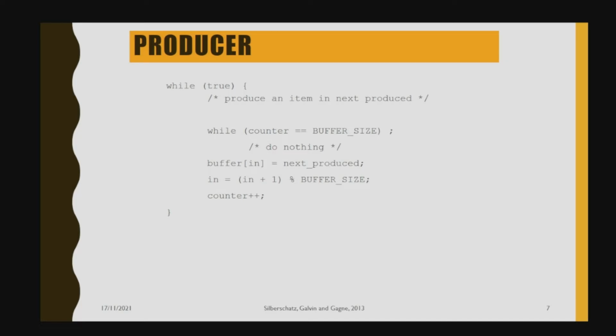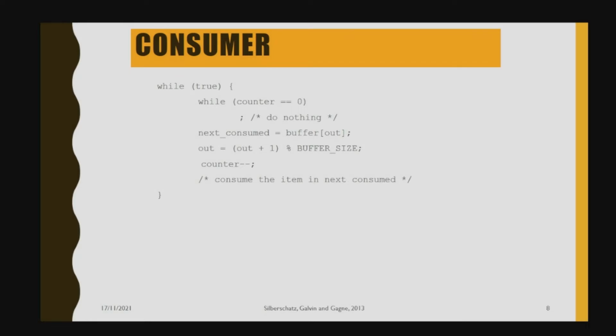So here are the codes. While true, counter is equal to buffer size; buffer[in] = next produced; then increment, counter++. So we increment at the producer part, and at the consumer part we decrease the counter. One is an increment, the other is a decrease.